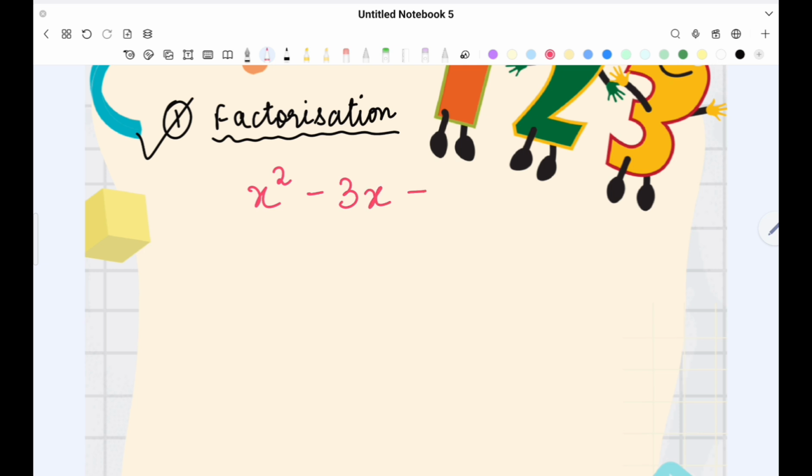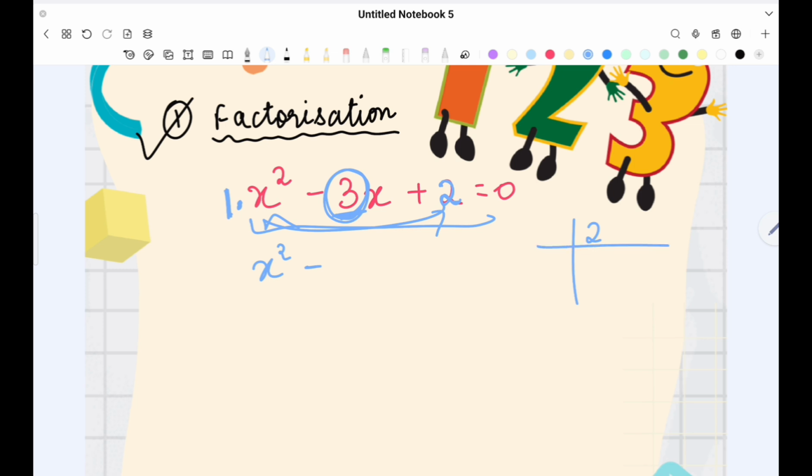Here, to do factorization, we will make factors of this. So, how can I break this into factors? Here, the coefficient of x square and the c, which is the constant, we have to multiply both of them. The product is 2. Then we have to do the prime factorization of the product of coefficient of x square and the constant c. Now, the prime factorization of 2 is only 2 and 1.